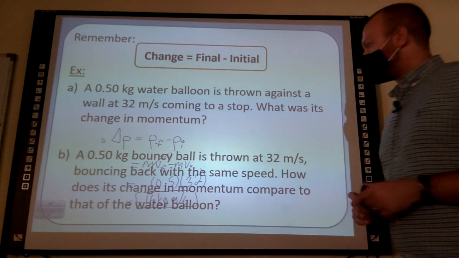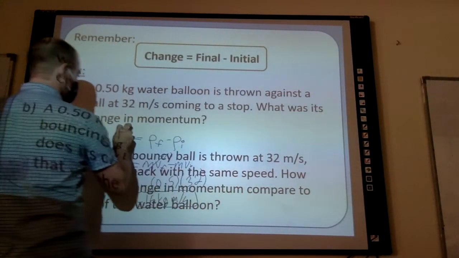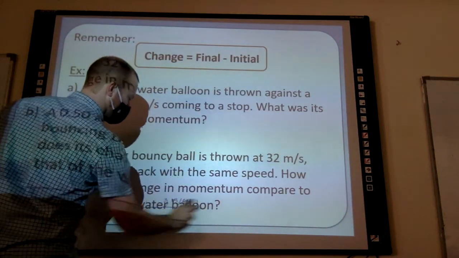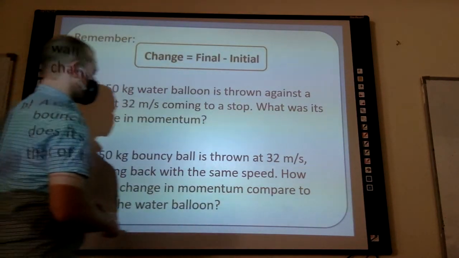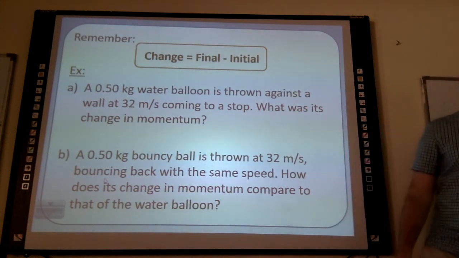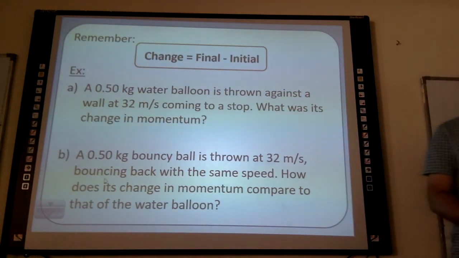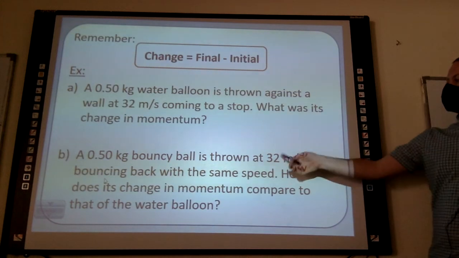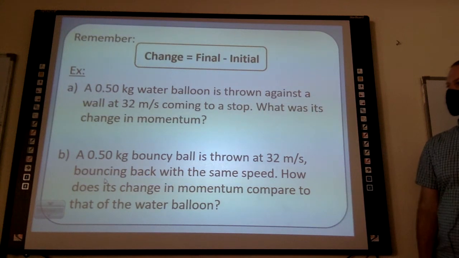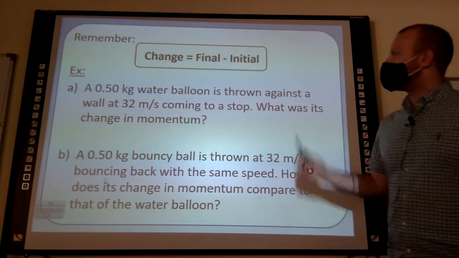So let's try the second part of this. Let's look at part B here. So now instead of a water balloon, we've got a bouncy ball. So now it's going to hit the wall at the same speed, but it's going to bounce back at 32 meters per second. So we want to know what is the change in momentum of this one, and how does that compare to the first one?